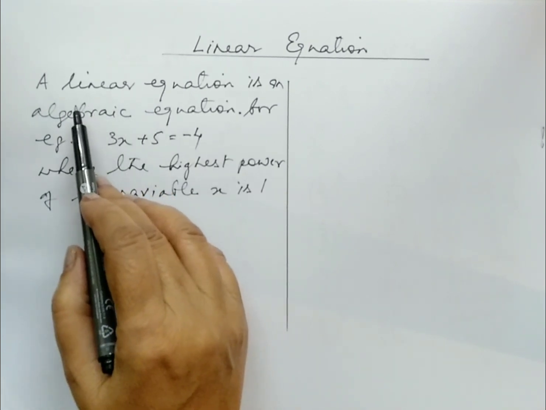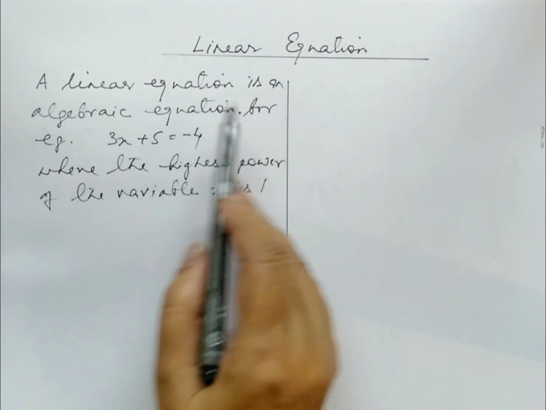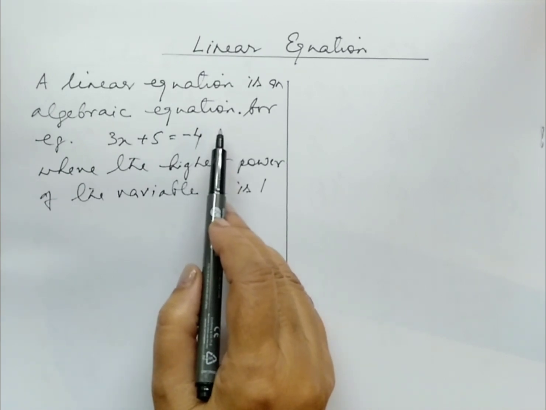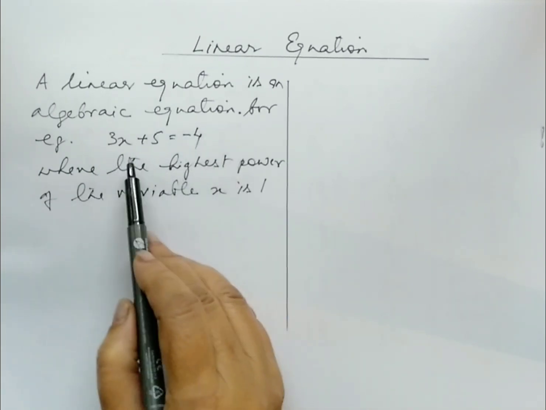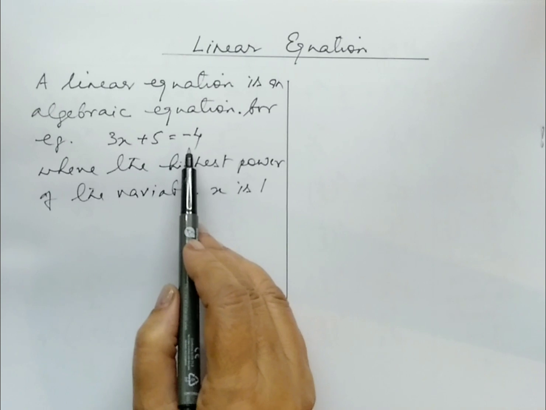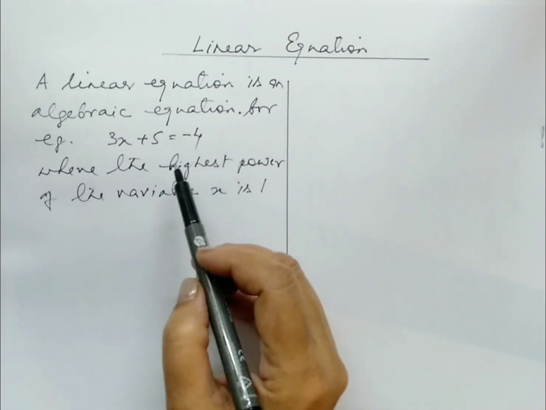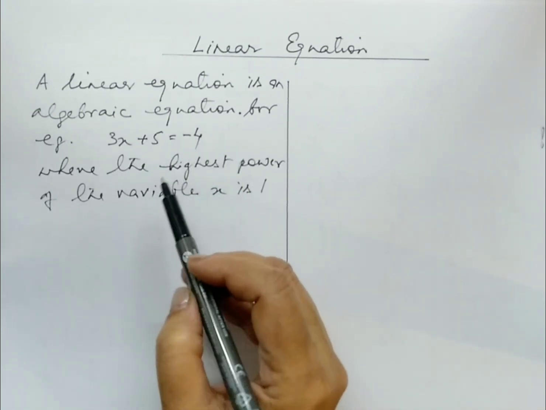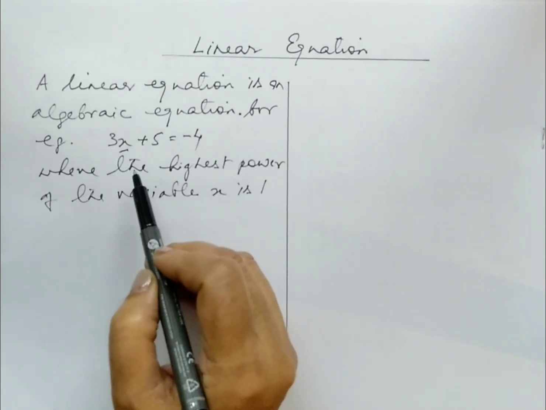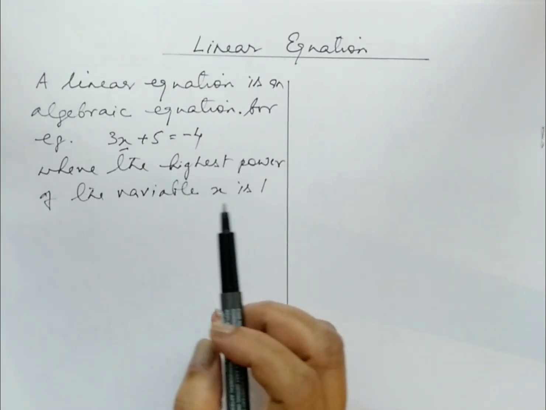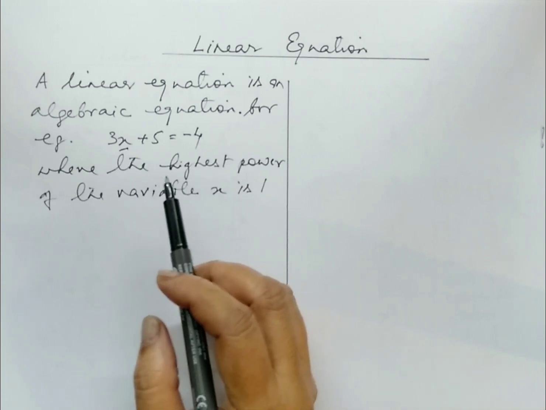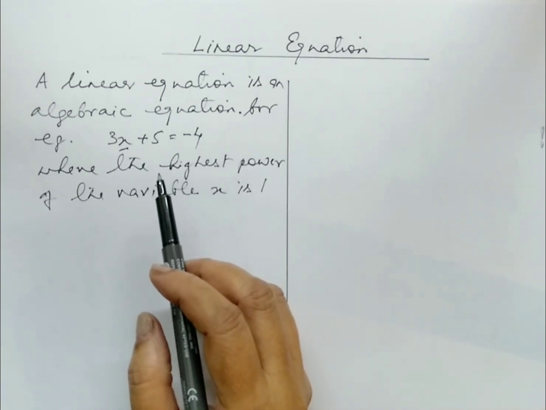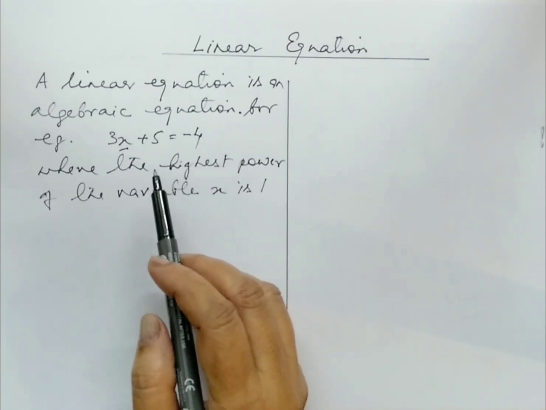So the linear equation is an algebraic equation. For example, this 3x plus 5 equals minus 4. So what are the key factors of this? There has to be a variable. Now guys, tell me, what do you mean by a variable? What do you understand by a variable?